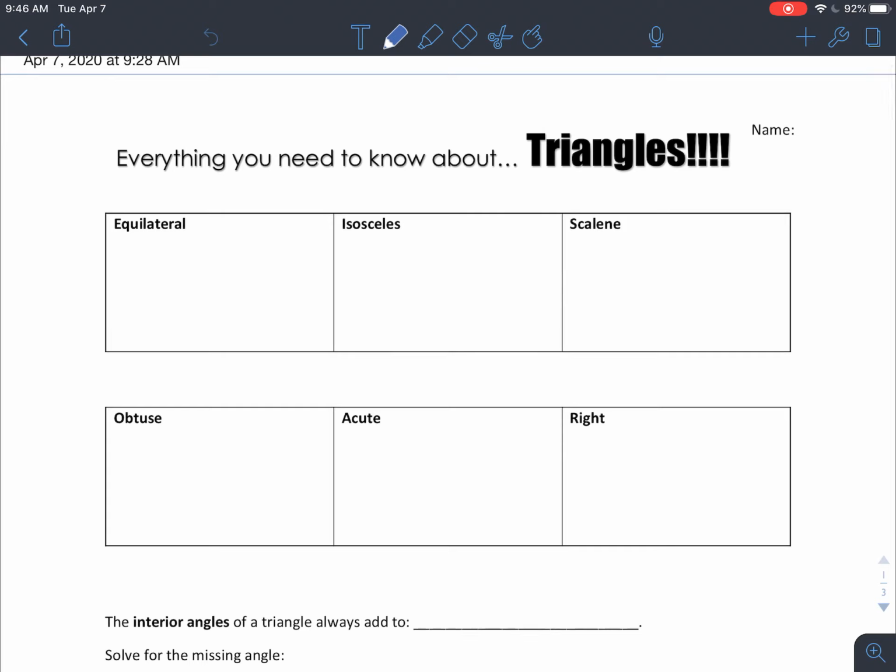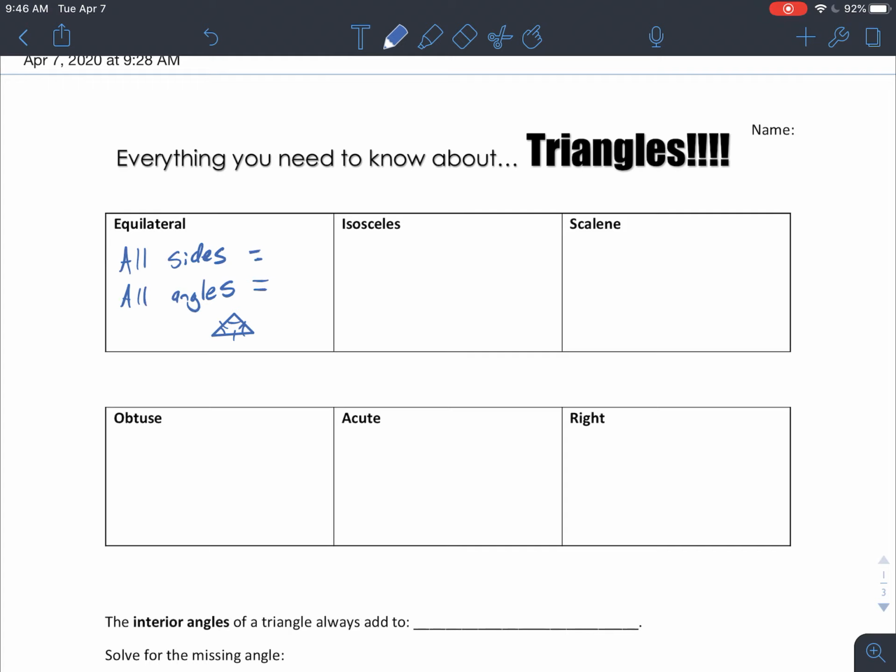Okay, so equilateral triangles means that all sides are equal and all angles are equal. And then what does that look like? Well, it looks like this triangle. We call it the perfect triangle sometimes because it looks so neat and nice. Anyway, all the angles are equal, all the sides are also equal.